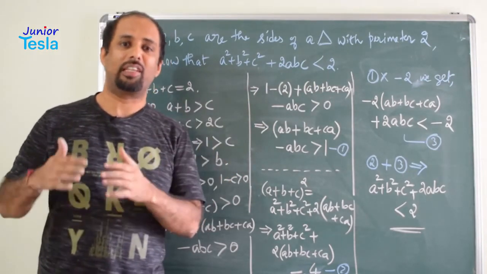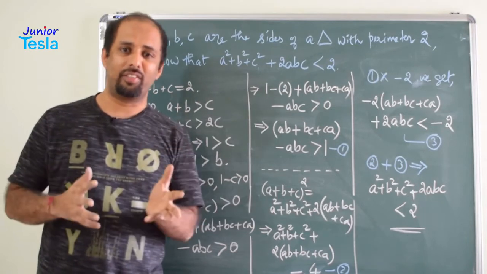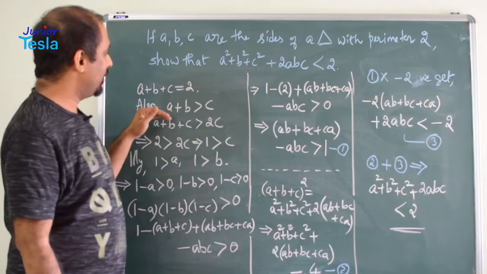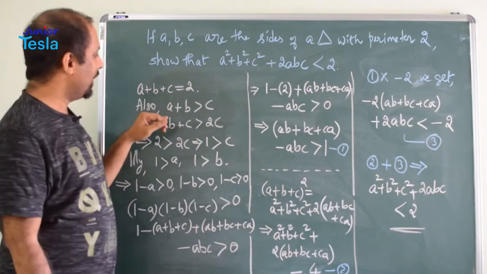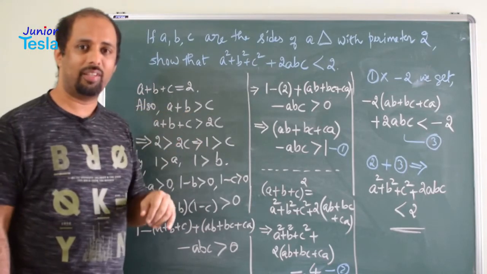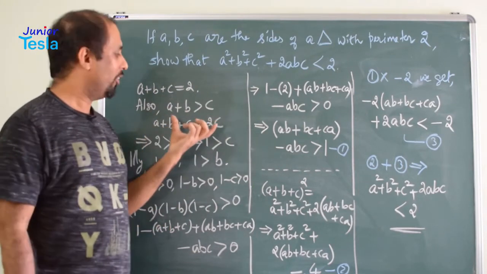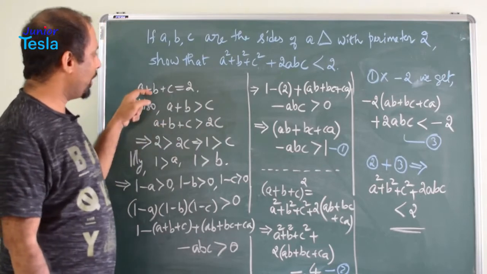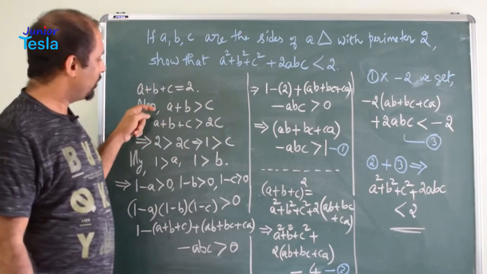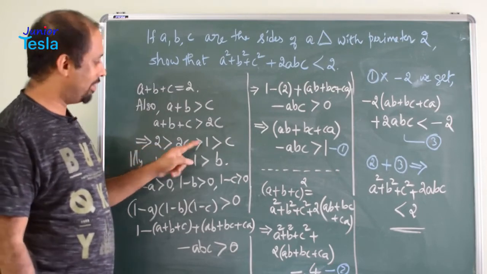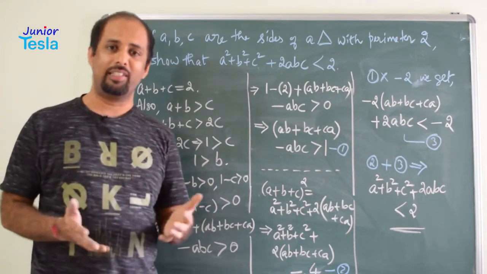Sum of two sides is strictly greater than the third side, or the difference of two sides is strictly less than the third side, right? So let us think of the triangular inequality here. a plus b is greater than c, then a plus b plus c is greater than 2c, right? Why have I added the third side? Because the perimeter is known, that is equal to 2. So a plus b plus c, which is equal to 2, is greater than 2c, or if you simplify, you will get 1 is greater than c.